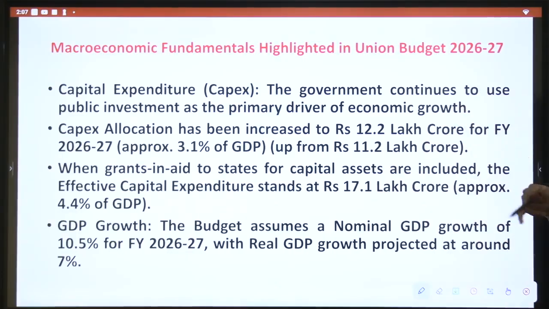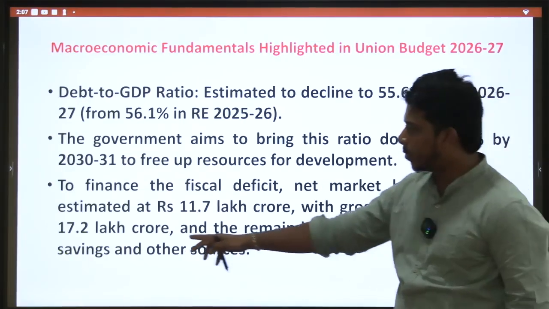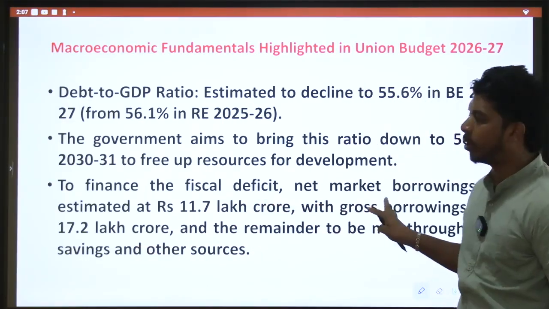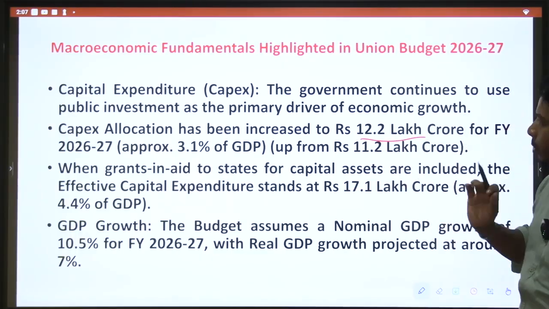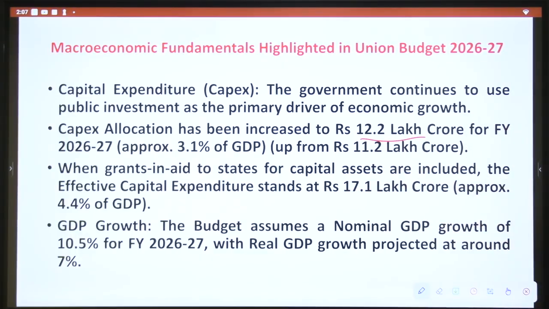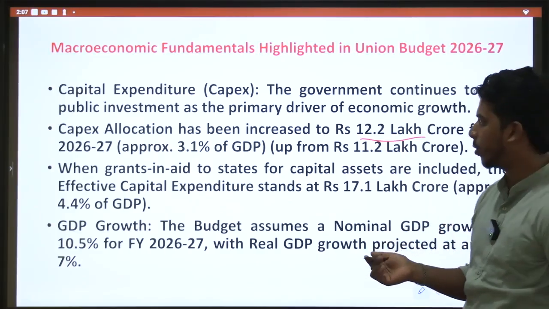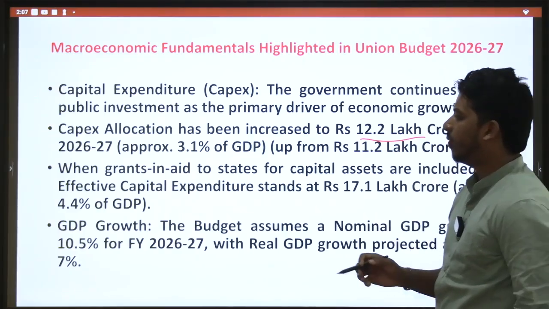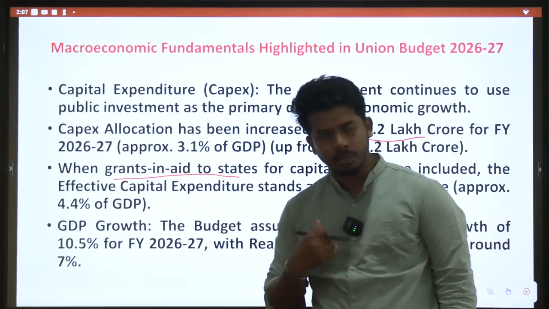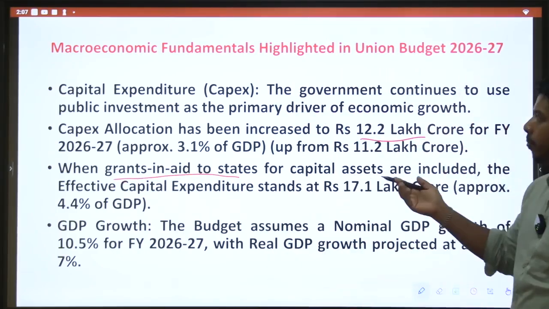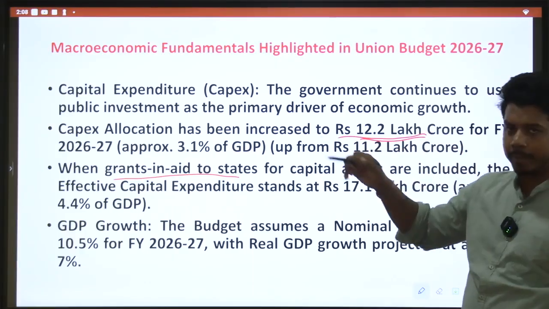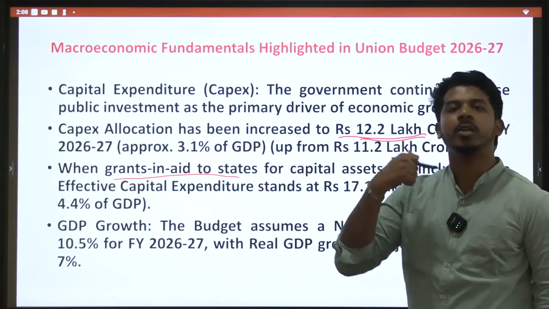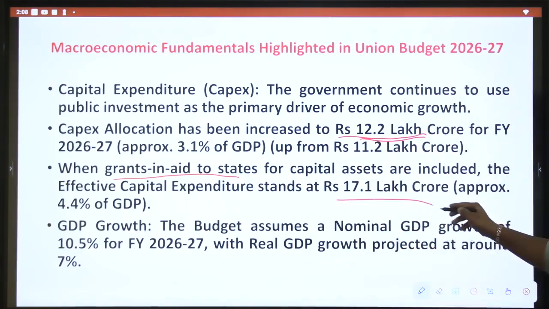So capital expenditure is very good. Our gross borrowing is 17.2, our net borrowing is 11.7, and our capital expenditure is more than net borrowing, which is 12.2 lakh crore. This is for the upcoming financial year, the budget we are talking about. This is normal capital expenditure. When I include the grants given to the states, this becomes effective capital expenditure, which comes to around 17.1 lakh crore.